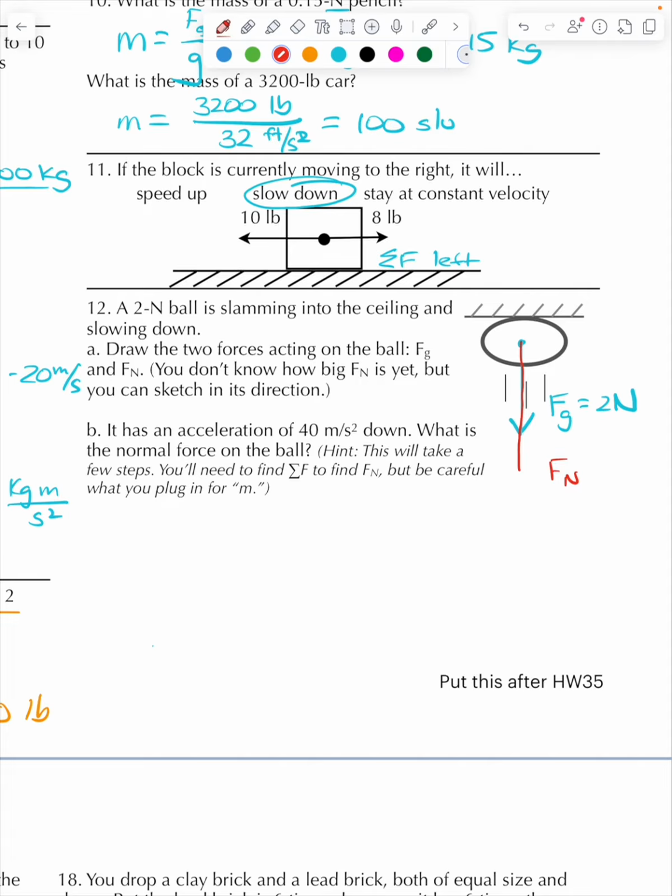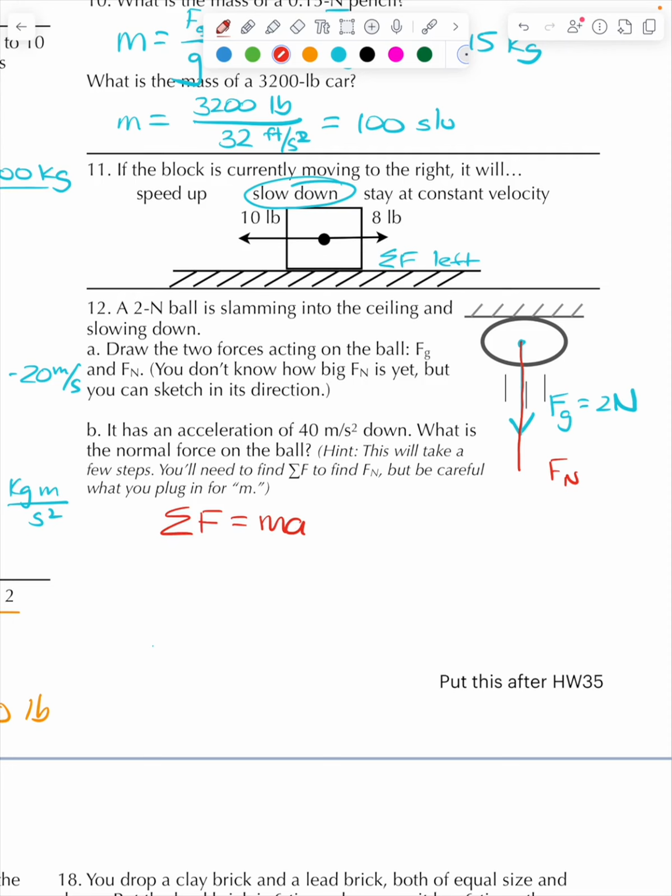It has an acceleration of 40 meters per second squared down. What is the normal force on the ball? We don't have an equation for the normal force. We just have an equation for the net force. So how do we find this? Well, we know the net force equals ma.